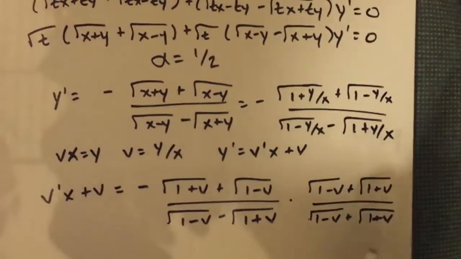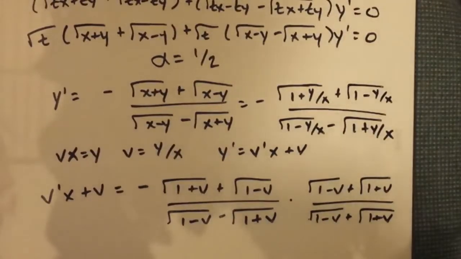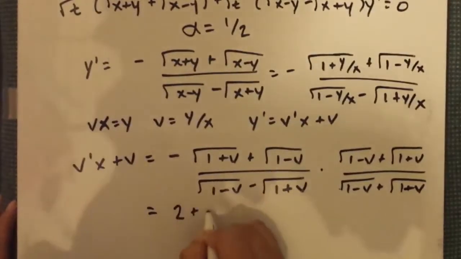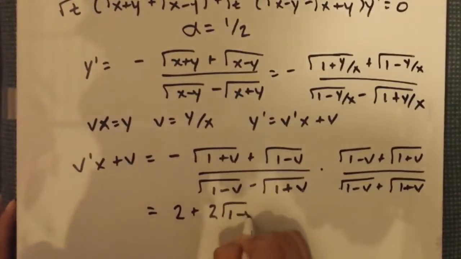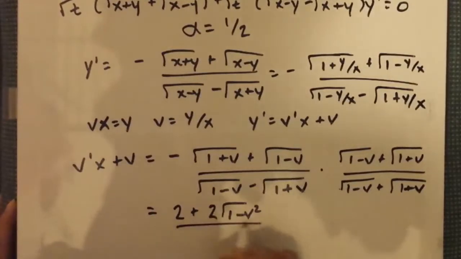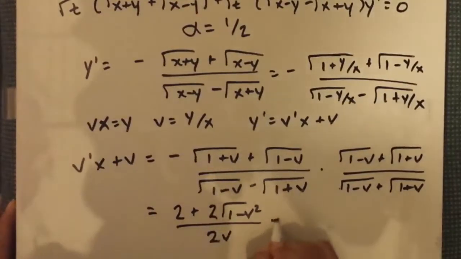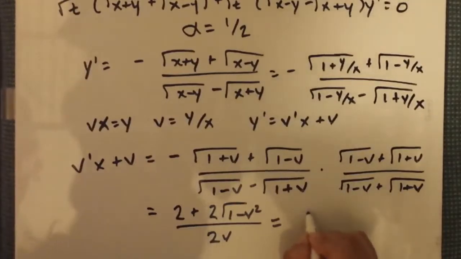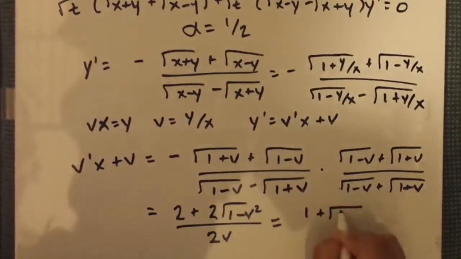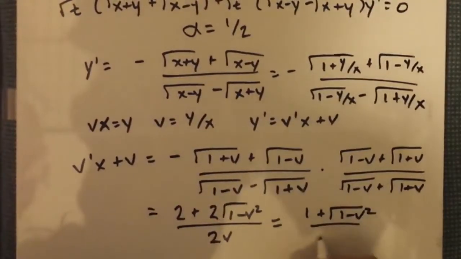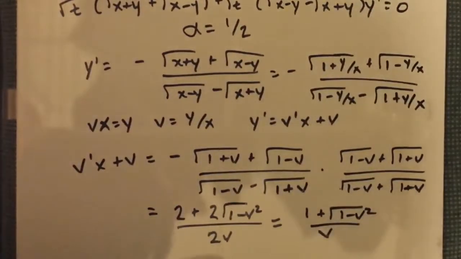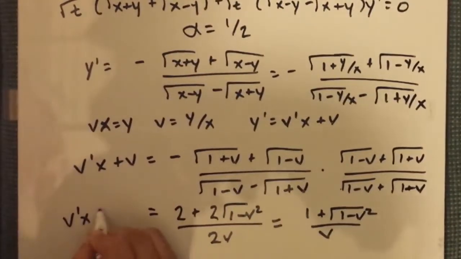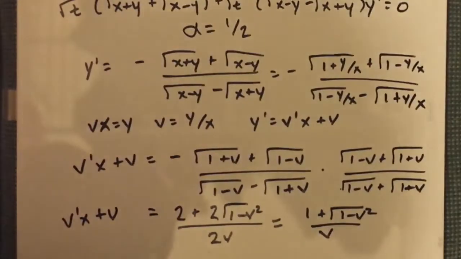This right here is 1. We are not changing anything in the equation. We're going to go ahead and multiply and distribute. Then we get 2 plus 2 times the square root of 1 minus v squared, over 2v. As we can see, we can factor out a 2 on both the top and the bottom, and we're left with 1 plus the square root of 1 minus v squared over v. And this is set equal to v prime x plus v.